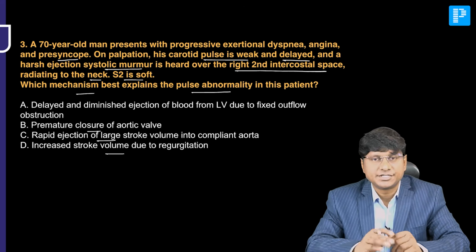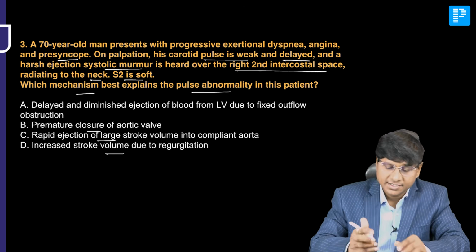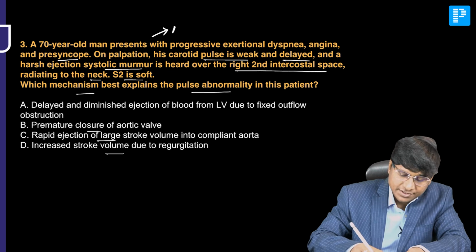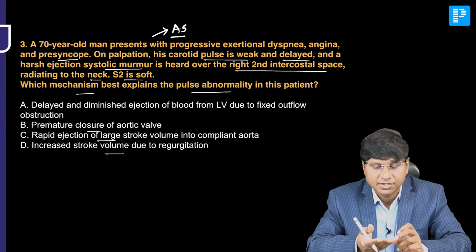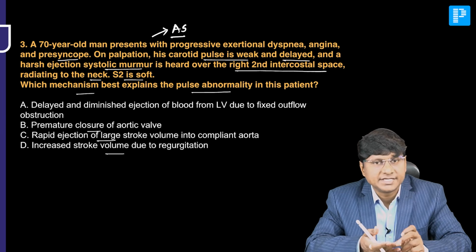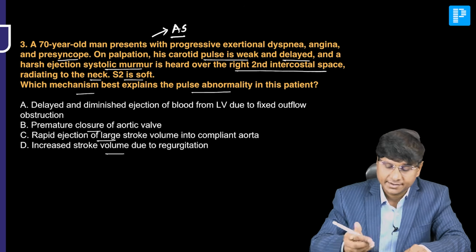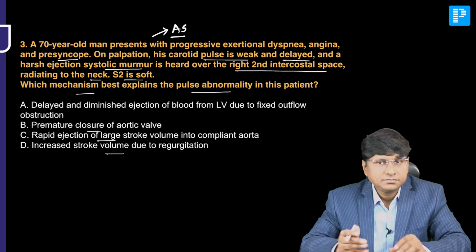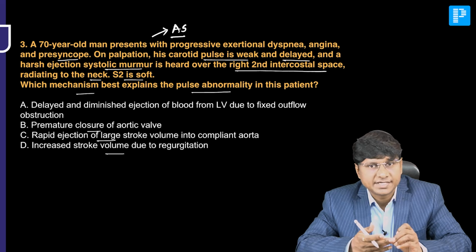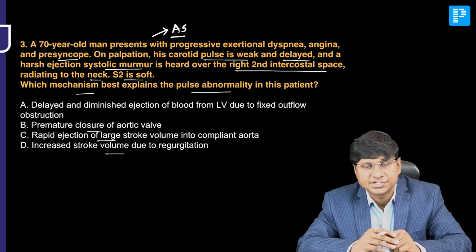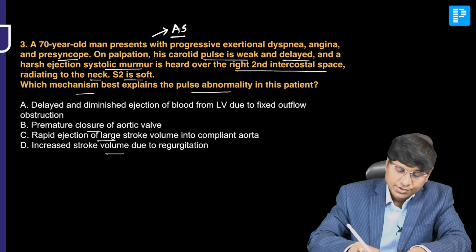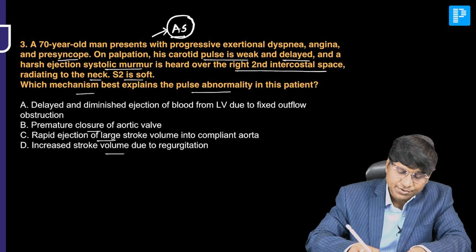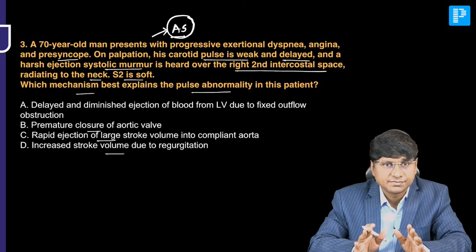So now if you see this clinical scenario, what is it suggestive of? This clinical scenario is suggestive of aortic stenosis. Why? Because there is exertional dyspnea, angina, as well as the pre-syncopal attack. And on palpation, the carotid pulse is weak as well as delayed, and there is presence of a harsh ejection systolic murmur, and A2 is soft and the murmur is radiating to the carotid. So all these points are suggestive of aortic stenosis, right?